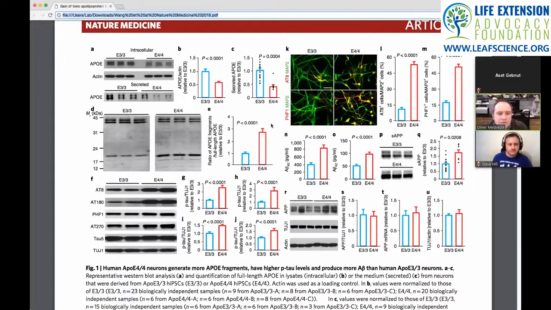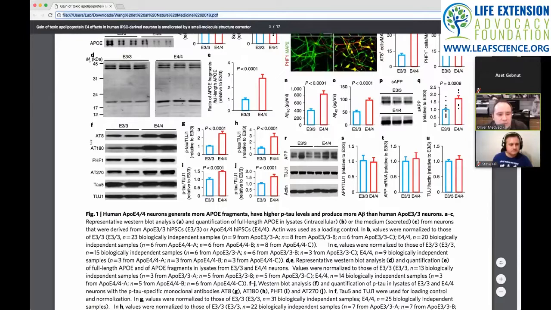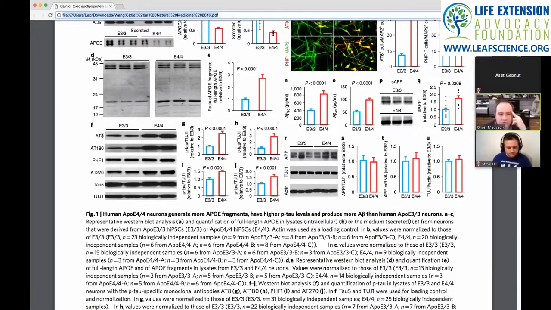What they look at next, EFG, I've got to go alphabetical order here. More characterization. AT8, AT180, PHF1, AT270 are all different, I believe, phosphorylated forms of tau, so you're expecting to see more hyperphosphorylated tau. This is control, tau5, TJ1, which is a neuron-specific protein. And you can see these bands get darker. So the antibodies are specific to hyperphosphorylated tau. We could look these up and see which amino acids are specifically phosphorylated.